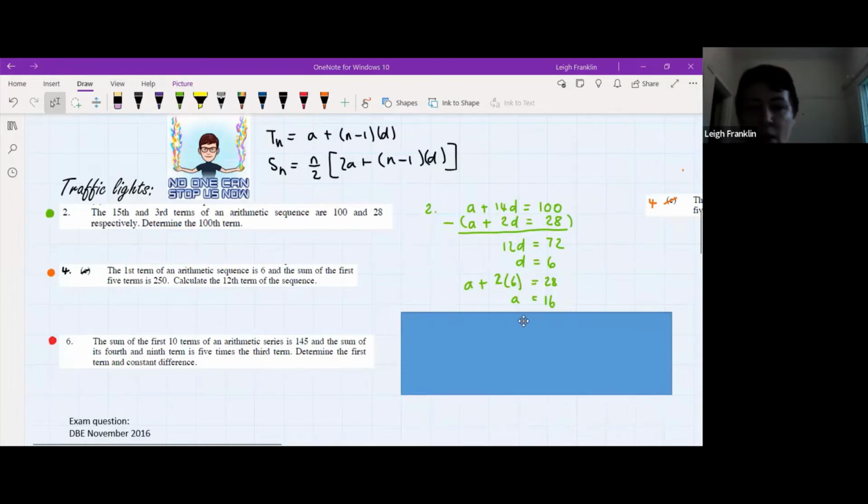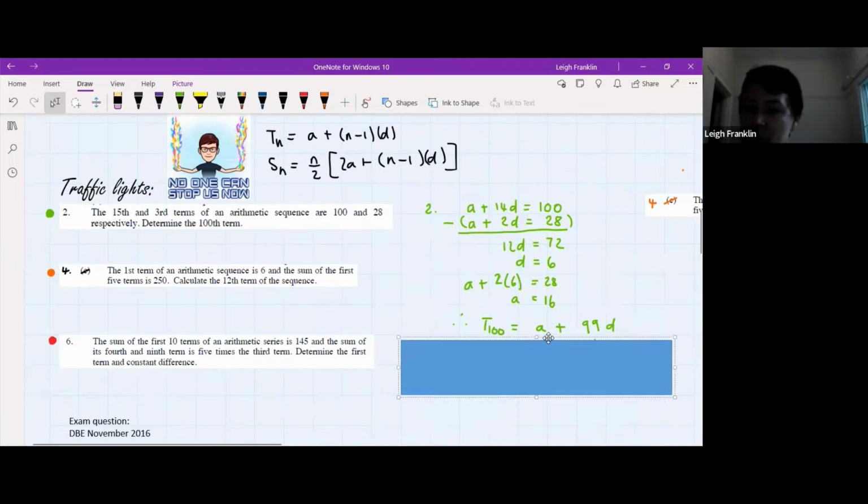All right, and then after doing that, working out the 100th term of the series, I would have said term 100 is A plus 99D. Okay, which then means I can go and sub in what my D is. So 16 plus 99 times 6, and that would give me an answer of 610.